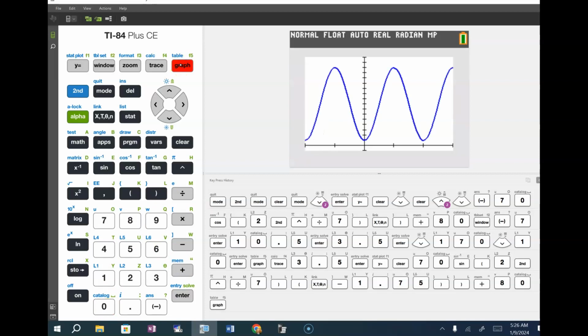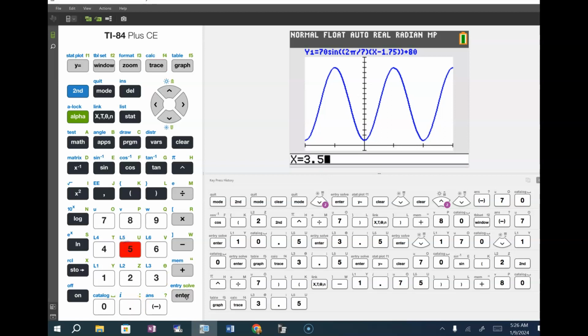And then when I hit the graph, just to check this, I'm going to hit trace. Notice 1.75, 80 is on the graph, and I'm also going to check at 3.5, so I'll type in 3.5, hit enter, and notice that is the other maximum, which is half of the period.